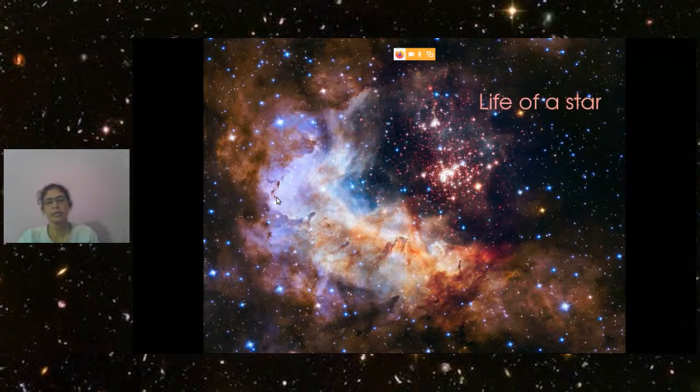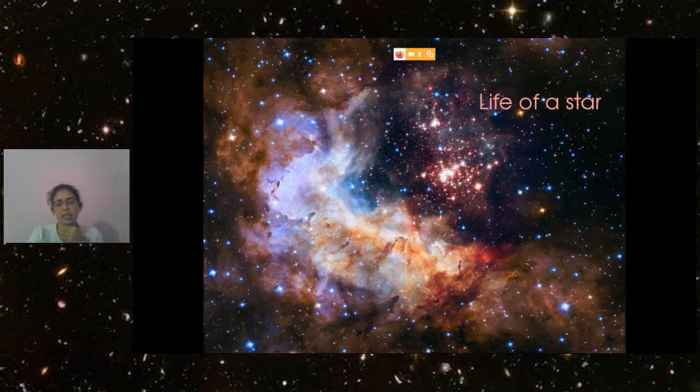Now let us look at the life of a star. For example, I've just told you that a star has so much luminosity, so much effective temperature, and there is burning of hydrogen to helium in the core. But how does a star come about? How is a star born?